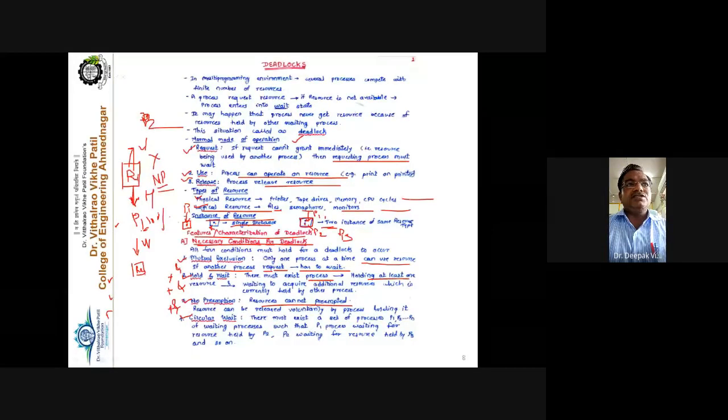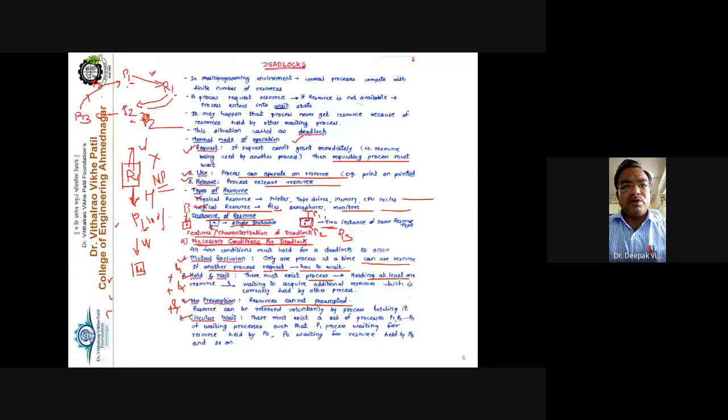Circular wait means there is a circle. Say P1 is waiting to get R1, but R1 is already allocated to, say, process P2, and P2 is waiting to get the resource R3, and R3 is already allocated to P1. I have drawn a small circle here. P1 is waiting for R1, because R1 is already allocated to P2, and P2 is waiting for R3 because R3 is already allocated to process P1. Such a circle exists.